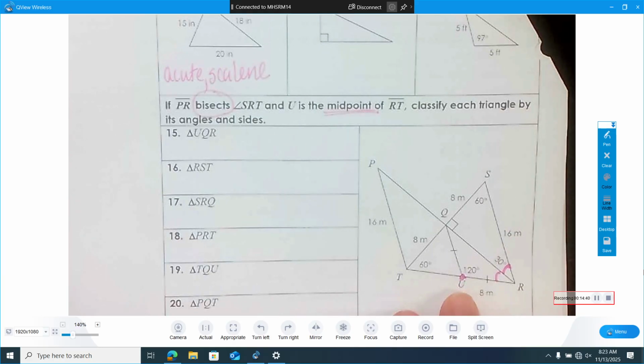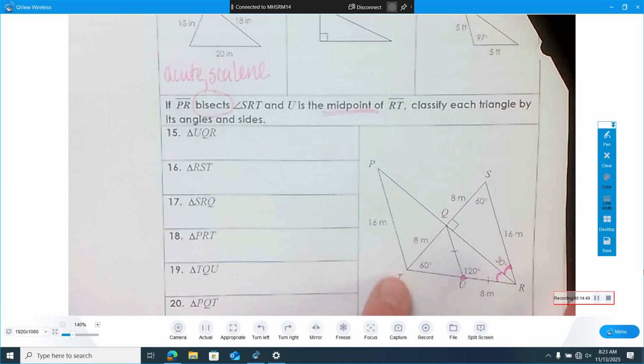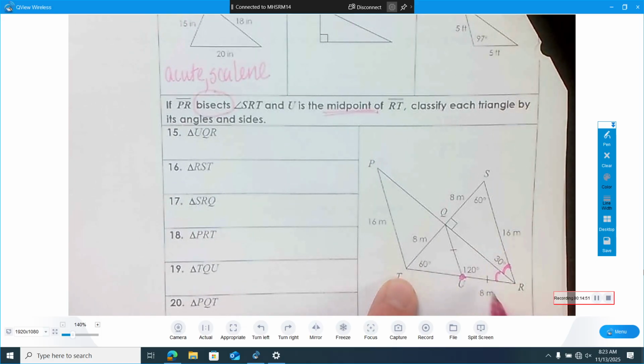Midpoint means middle. It's the halfway point. So it's halfway or right in the middle of segment RT. All right, look at here.